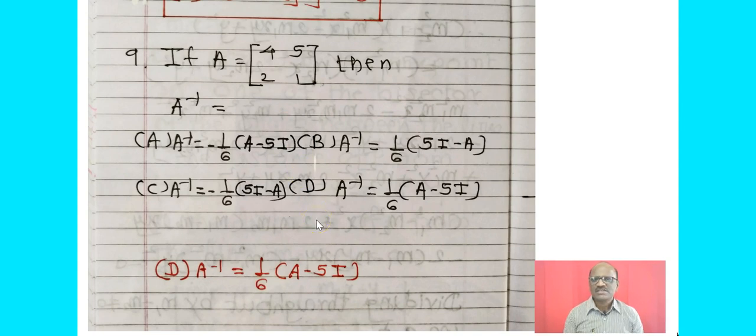It's an easy question. That is, A inverse is equal to 1 by 6 (A minus 5I). Now you verify, and you will get the answer to this question. It's an easy one. You can find the inverse of the matrix by the adjoint method and verify it. That is, A inverse is equal to 1 by 6 (A minus 5I).